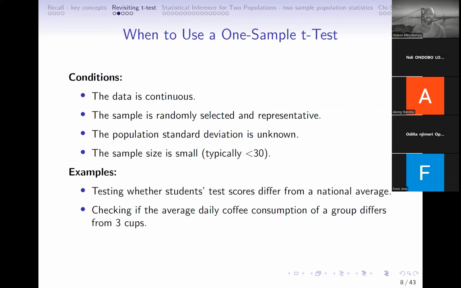Then another very important condition that we've also seen is whether we know or don't know the standard deviation. For the case of the t-test, we do not know. And that's the whole point of using a t-test approximation. And the last condition is that the sample size is small.